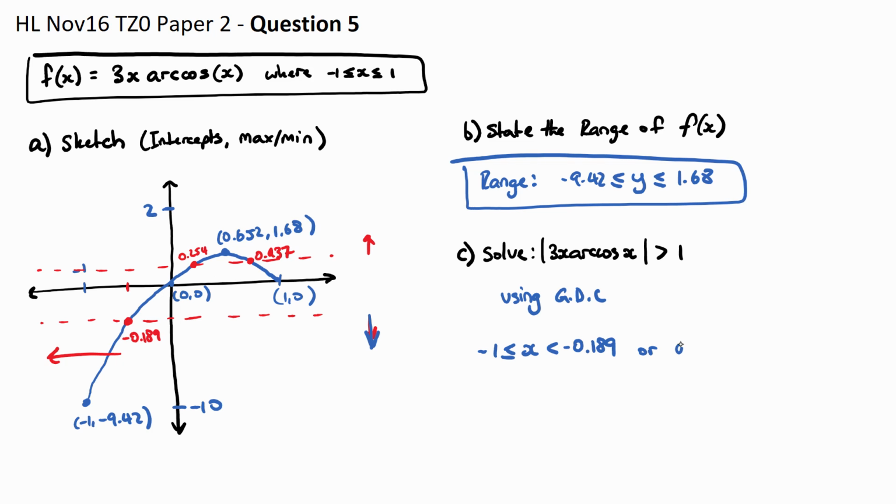So 0.254 is less than x. It's not equal to, because it needs to be greater than, and x is less than 0.937.